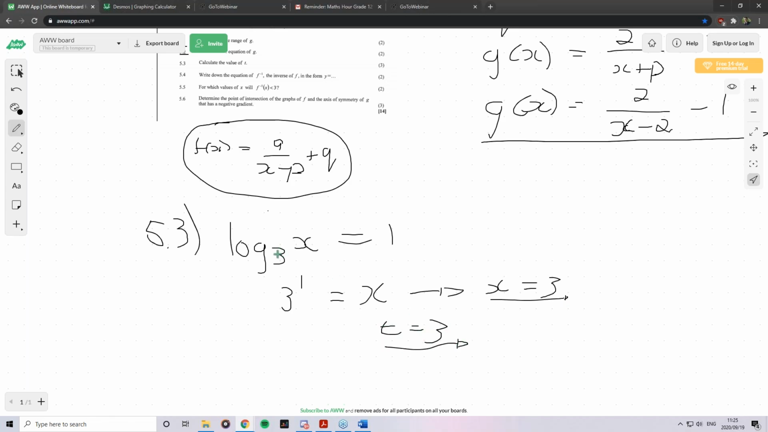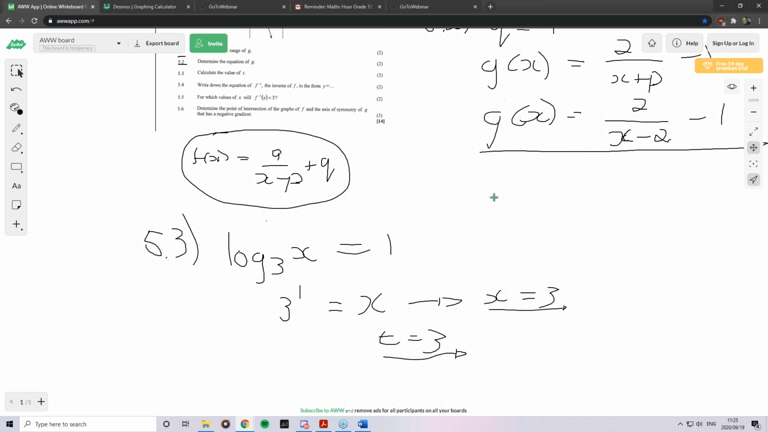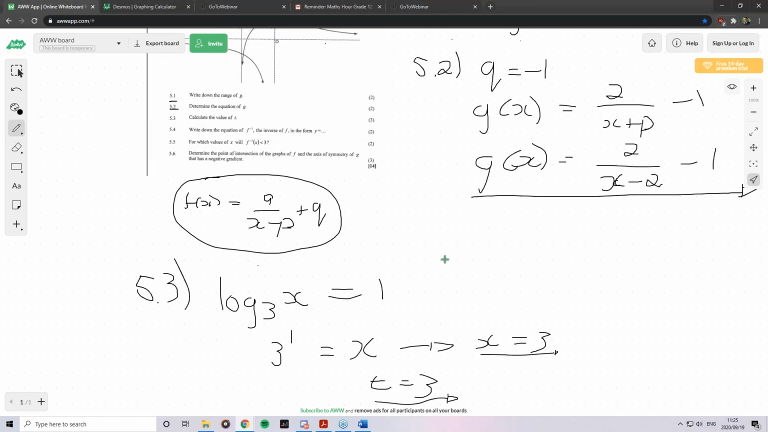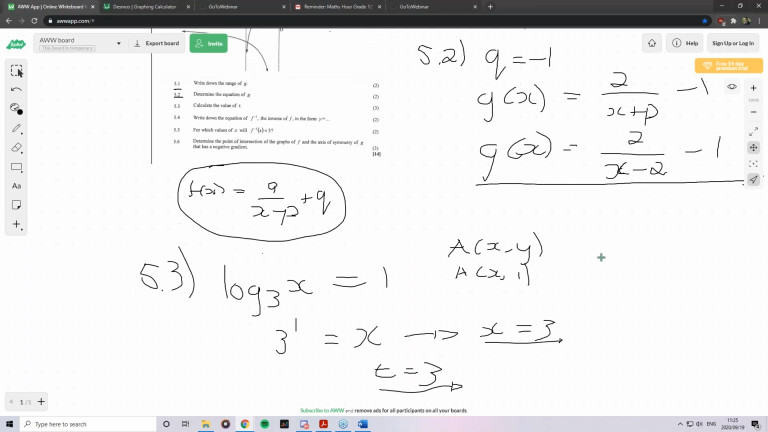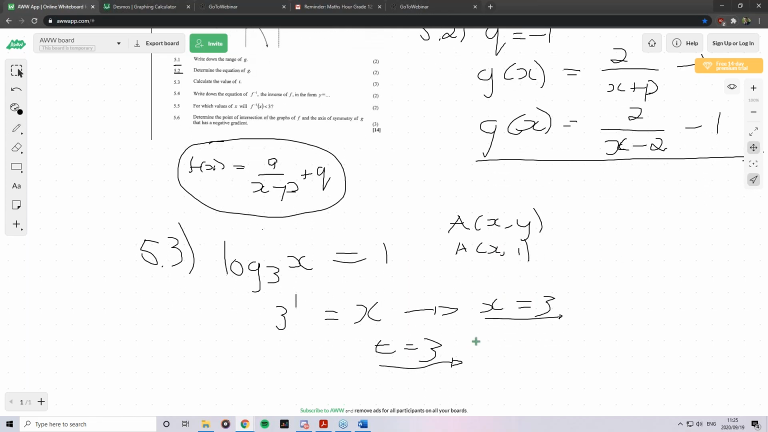You could have just said log base 3 of t is equal to 1 and solved perfectly fine. I just prefer, I like the methodology of A being in terms of x and y. So if y is 1, I can solve it by saying x comma 1. This just helps me with other questions as well. So I have here that t is equal to 3.